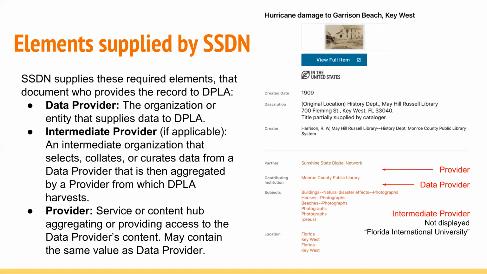So in the example here, the provider is the Sunshine State Digital Network, as well as the Monroe County Public Library. Okay, the intermediate provider, which is not displayed, would be Florida International University, because they are the organization that has selected, collated, and is curating the data from both the Sunshine State Digital Network and the Monroe County Public Library, which is then going to be harvested into DPLA.